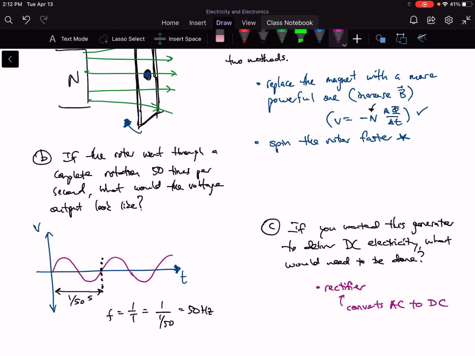I didn't ask you to diagram it out or anything like that, so you can just leave it at that and be done.